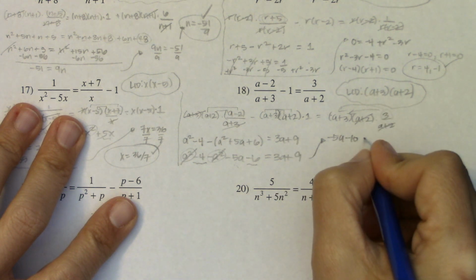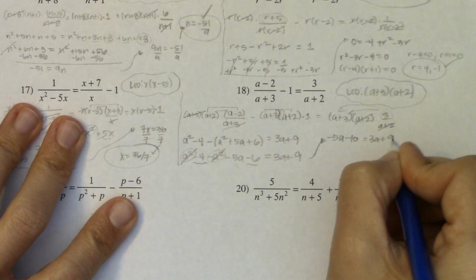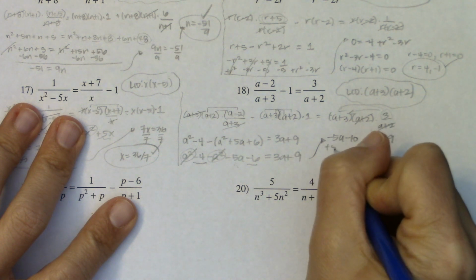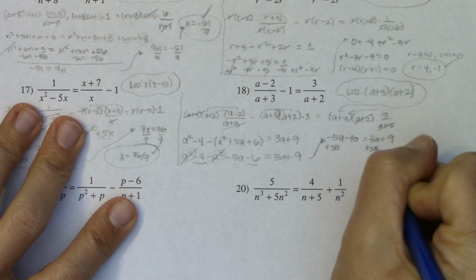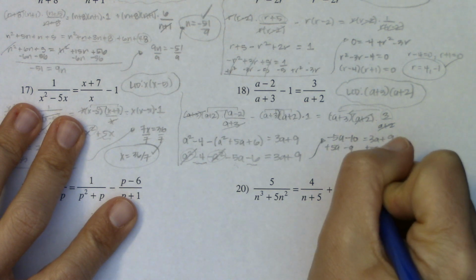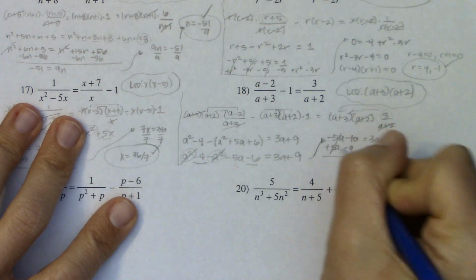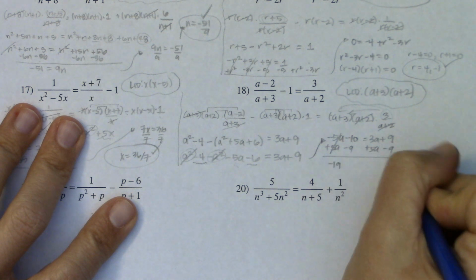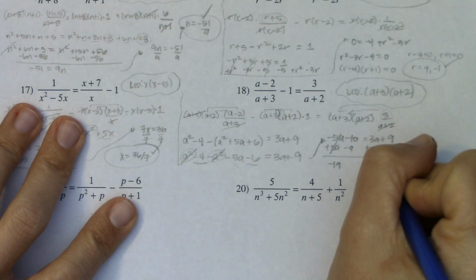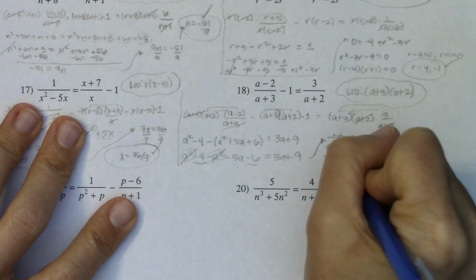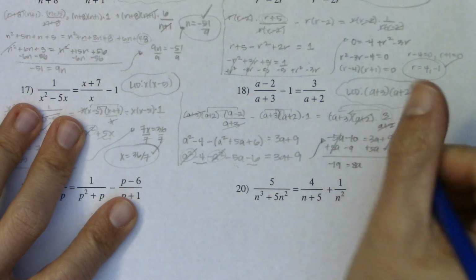On the right side, it looks like I have 3a plus 9. So I'm going to add the 5a to this side and subtract the 9. Let's see what we get. Cancels. This is negative 19. 3a plus 5a is 8a. And then the 9's cancel.